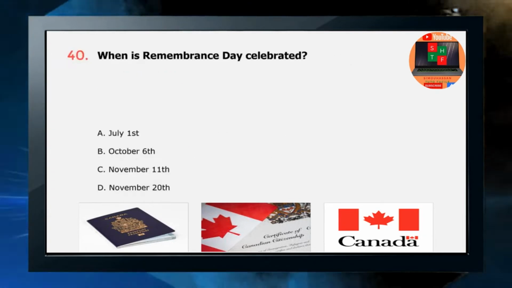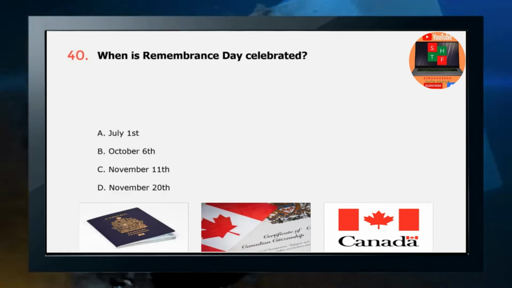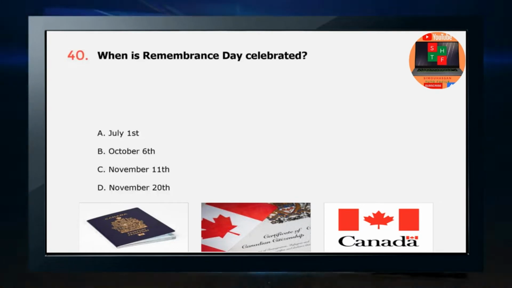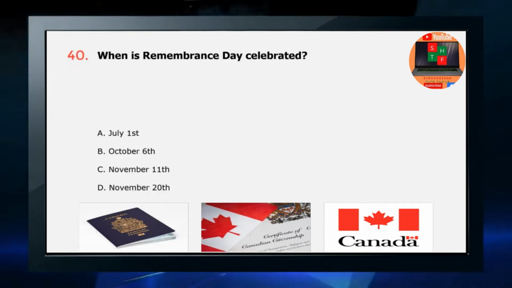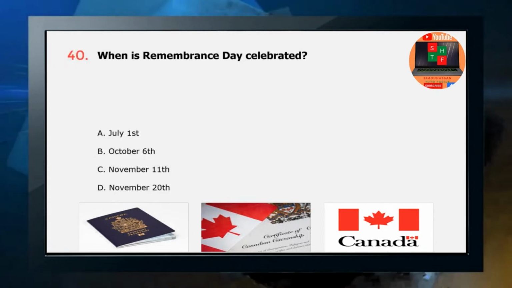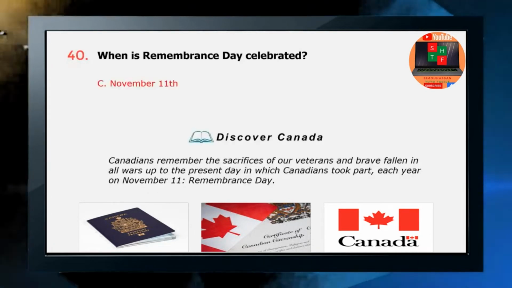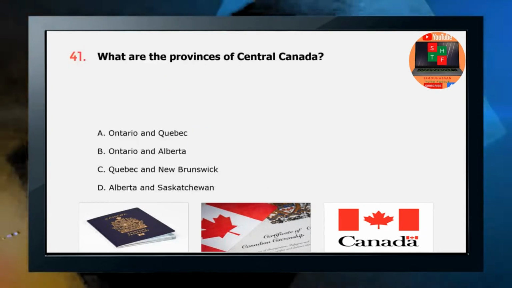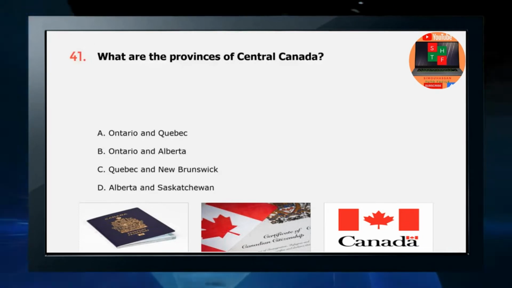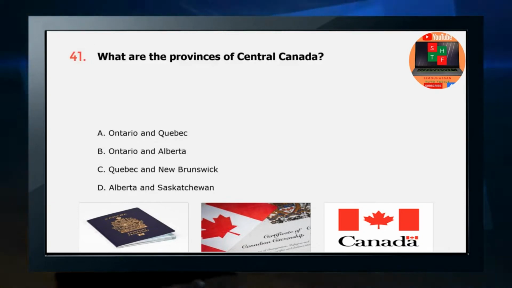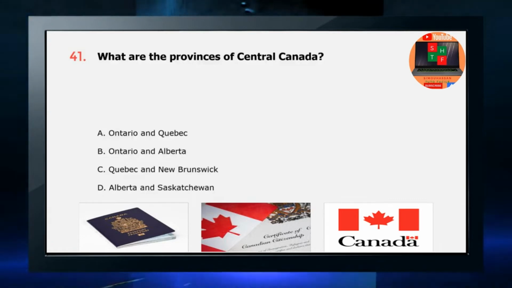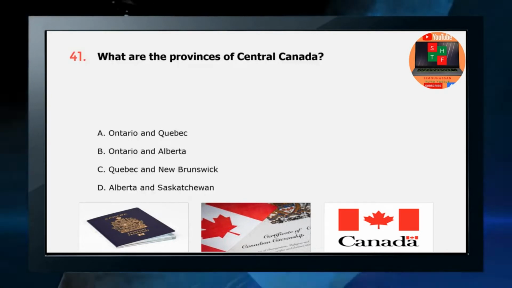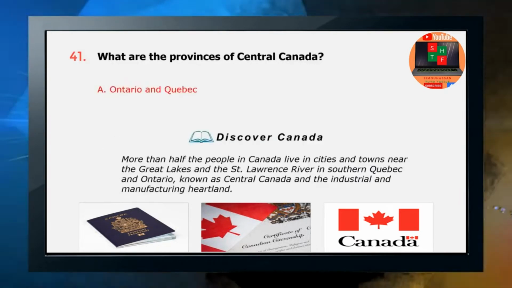Question 40. When is Remembrance Day celebrated? A. July 1st. B. October 6th. C. November 11th. D. November 20th. The answer is C. November 11th. Question 41. What are the provinces of Central Canada? A. Ontario and Quebec. B. Ontario and Alberta. C. Quebec and New Brunswick. D. Alberta and Saskatchewan. The answer is A. Ontario and Quebec.